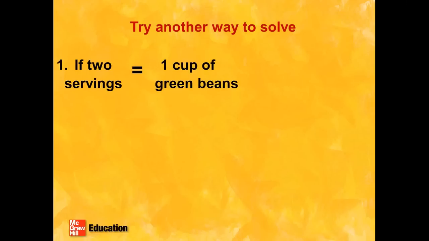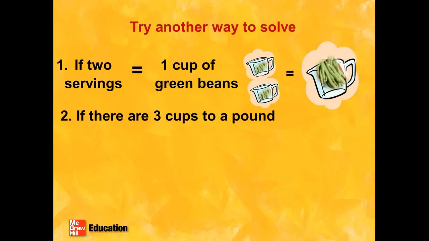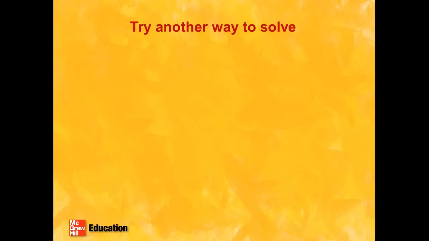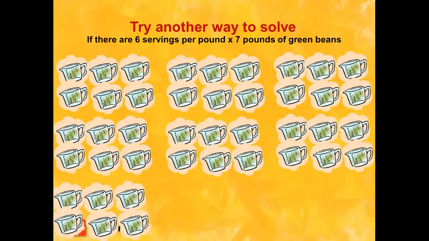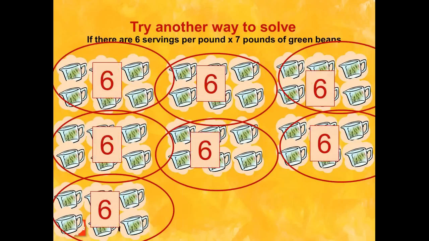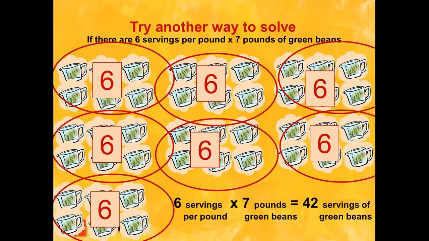Now, maybe you started with having 2 servings equal 1 cup of green beans. And if there were 3 cups to the pound, perhaps you drew 3 sets of 2 cups to show that you had 2 servings times the 3 cups that equaled the 6 servings of green beans. And then from that, if you had 7 pounds of those, you could draw out 7 groups of 6 servings, circle them as the model, number them to identify the quantity, and then at last come to the solution.